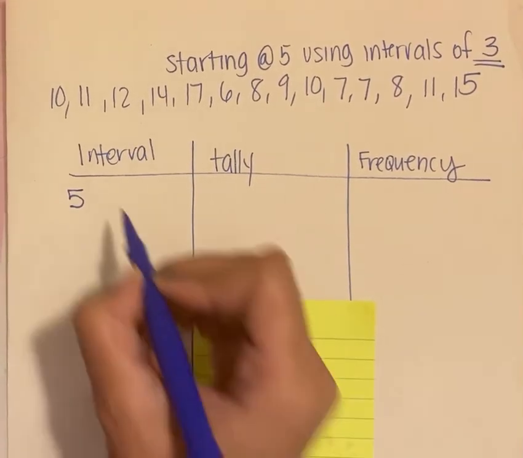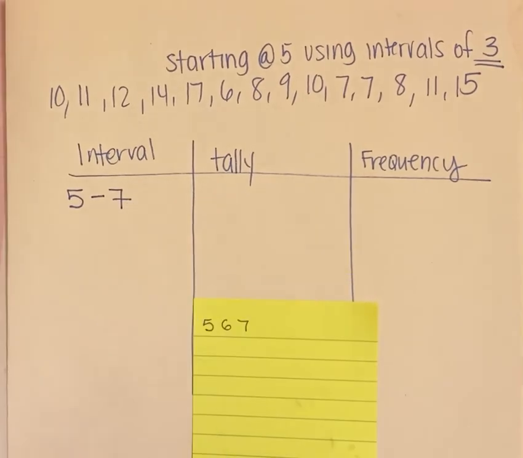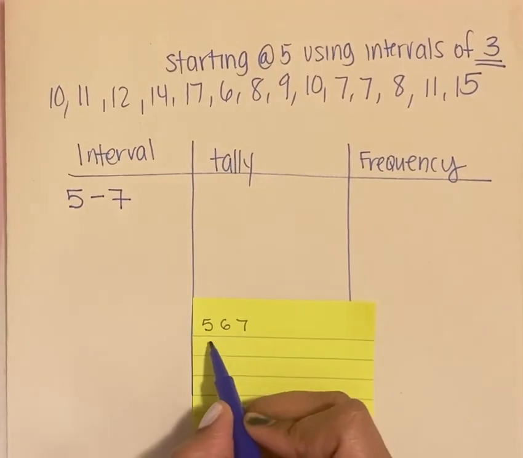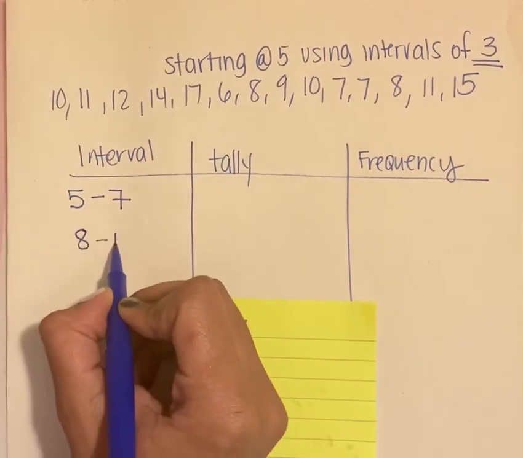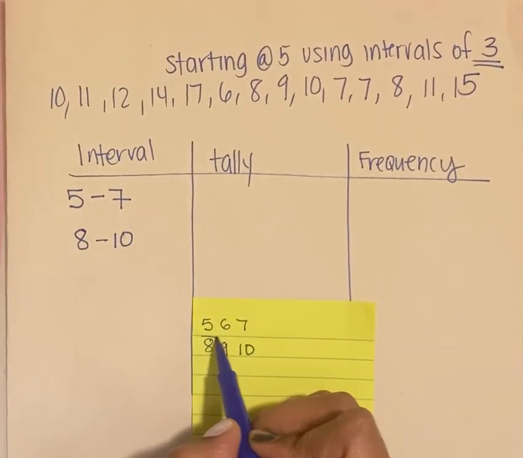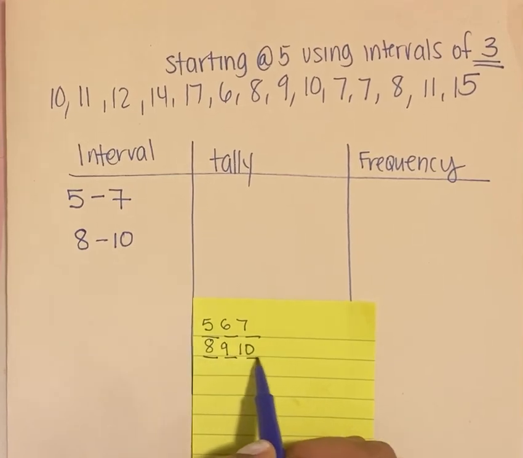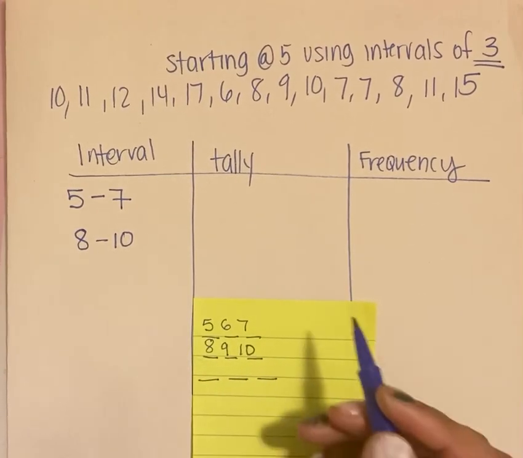And so that's 5, 6, and 7. So my interval should be from 5 to 7. My next interval will be 8, 9, and 10. So the interval is 8 through 10, right? And so doing this will allow you to see that there are 3 numbers in each interval, which was the mistake many of you were making.